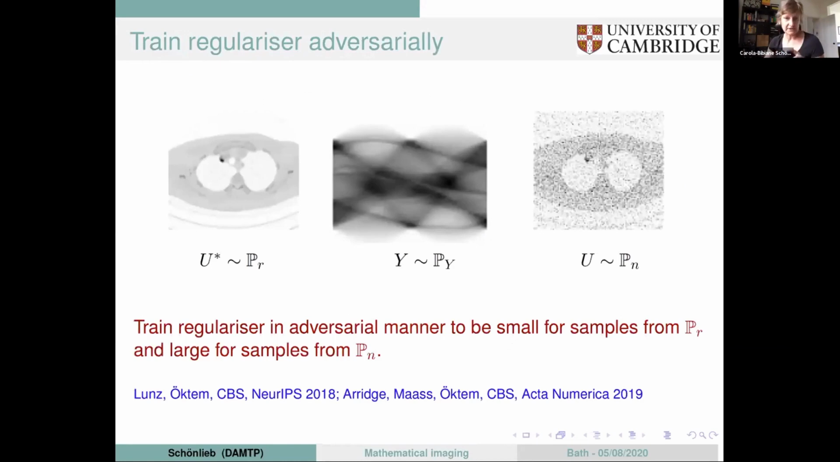Okay, so what's the idea? The idea is to train the regularizer in a way that it differentiates between the things that it should penalize, should get rid of, and the structures, the solutions, the images it should favor. So how do we set up such a training set? We need training images from both sides, from the side of the good ones and the bad ones.